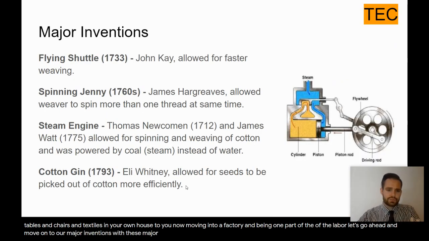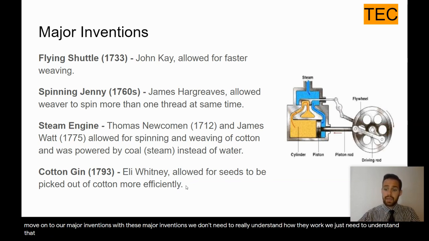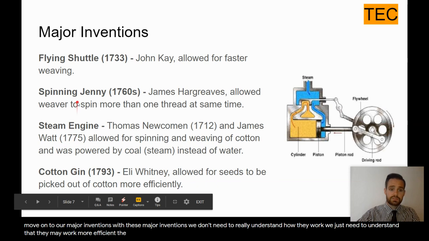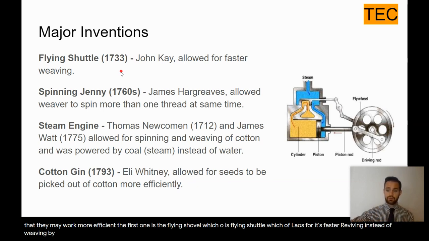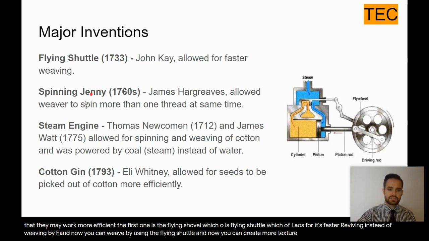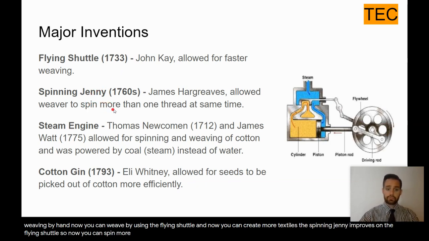With these major inventions, we don't need to really understand how they work. We just need to understand that they made work more efficient. The first one is the flying shuttle, which allows for faster weaving. Instead of weaving by hand, now you can weave by using the flying shuttle, and now you can create more textiles. The spinning jenny improves on the flying shuttle, so now you can spin more than one thread at the same time. The steam engine even improves upon that.